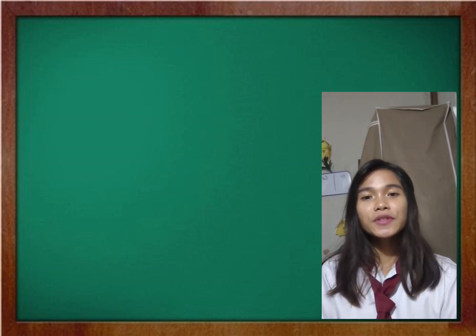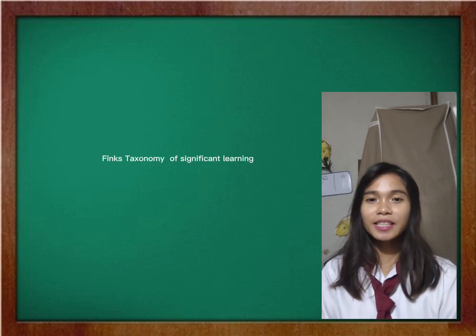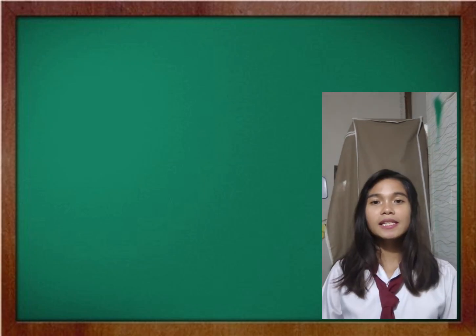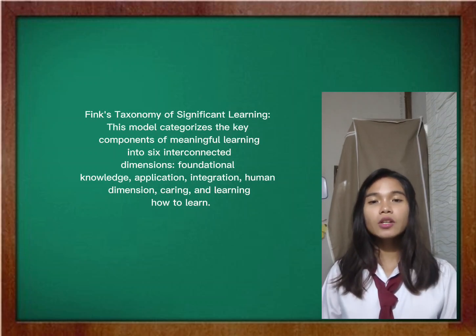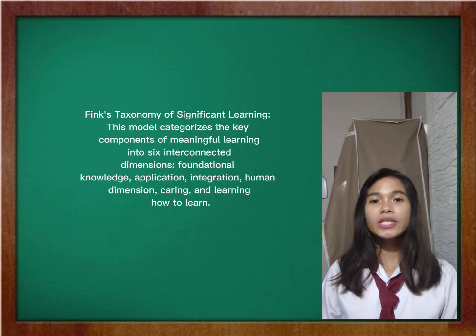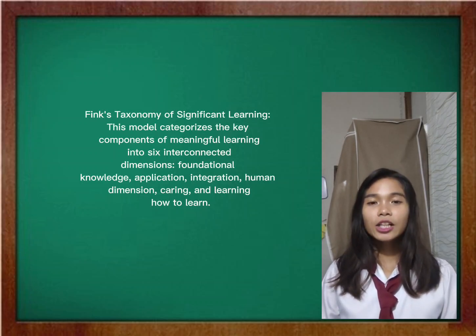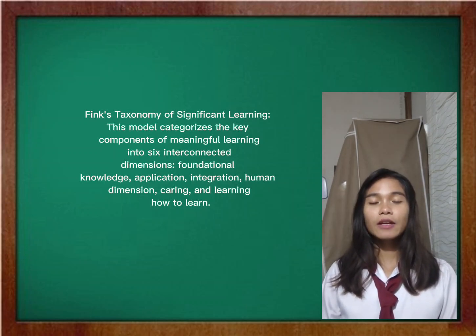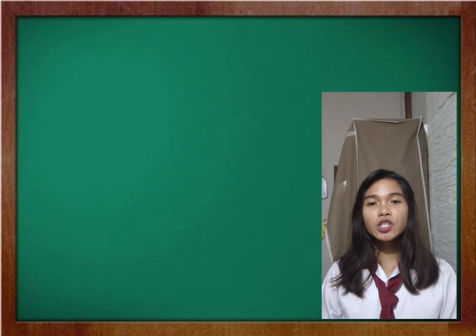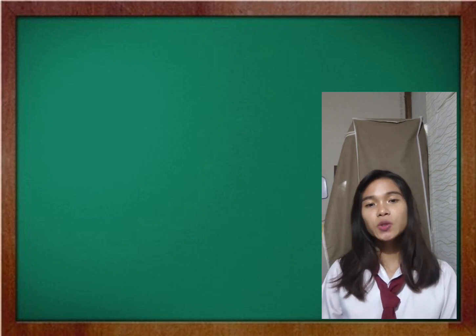And now, let's proceed to Fink's taxonomy of significant learning. Fink's taxonomy of significant learning expands beyond just intellectual skills. It includes foundational knowledge, application, integration, and human dimension learning. This learning is about oneself and others, caring, developing new values or feelings, and learning how to learn. These models encourage a more holistic view of learning, which is especially relevant in 21st century education.